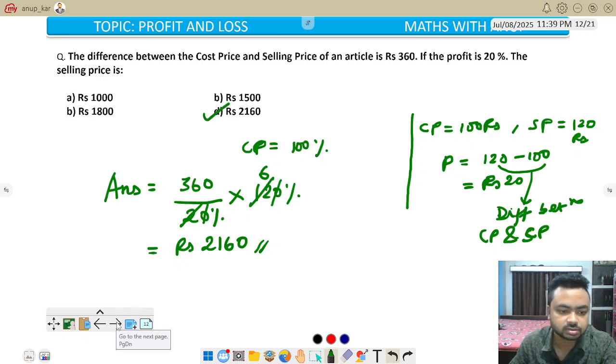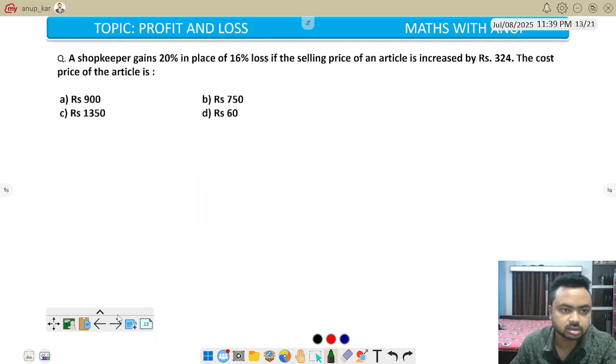Coming to the next question. A shopkeeper gains 20%, another new type of question. He gains 20% in place of a 16% loss if the selling price is increased by 324. What is the cost price of the article? Now come to the question. A shopkeeper gains 20% in place of 16%.